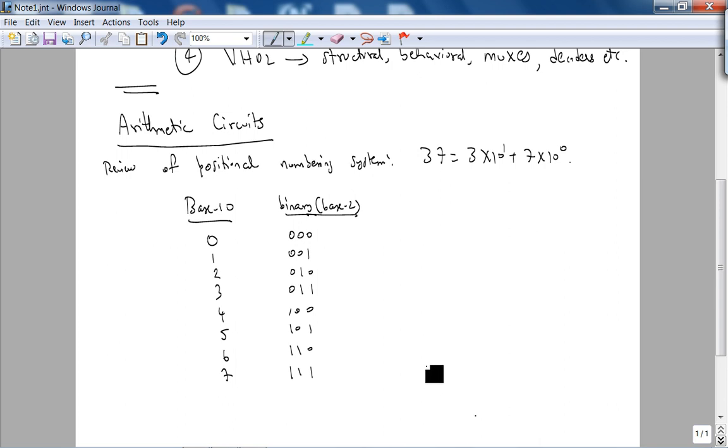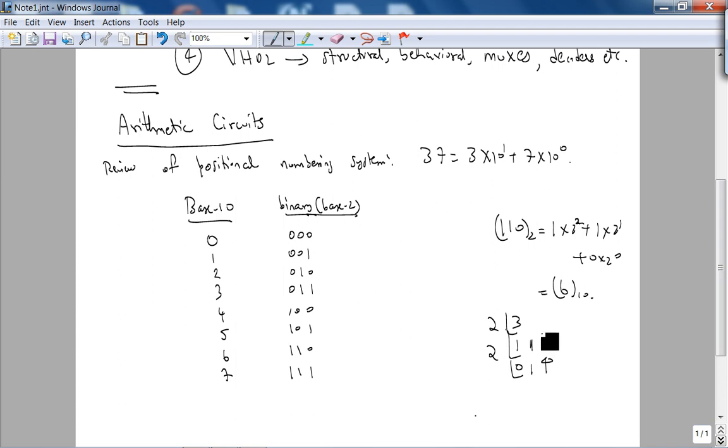As a quick example, let's do 1, 1, 0 in base 2. That is 1 times 2 squared plus 1 times 2 to the 1 plus 0 times 2 to the 0. So that's 4 plus 2 plus 0, which is 6 in base 10. To go from one base to the other, we follow the inverse operation. Let's do, for example, 3. The quotient when 3 is divided by 2 is 1. The remainder is 1. The quotient when 1 is divided by 2 is 0. The remainder is 1.